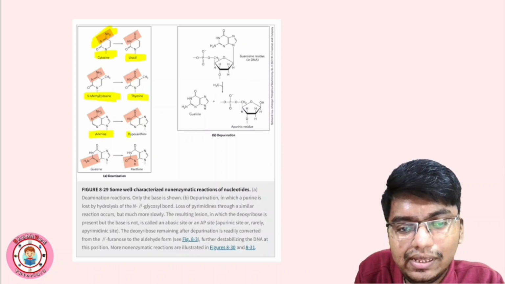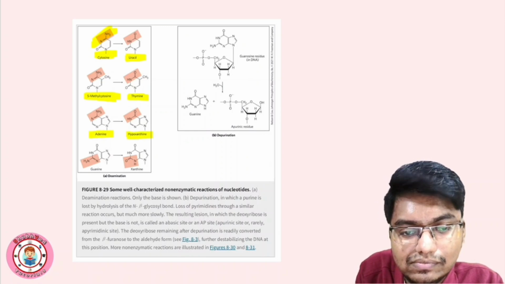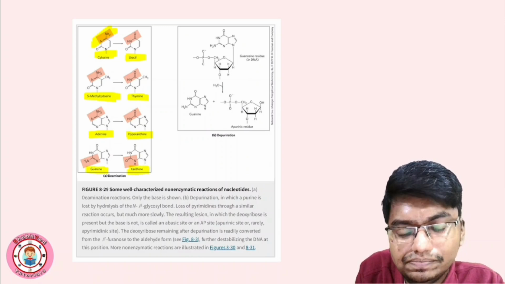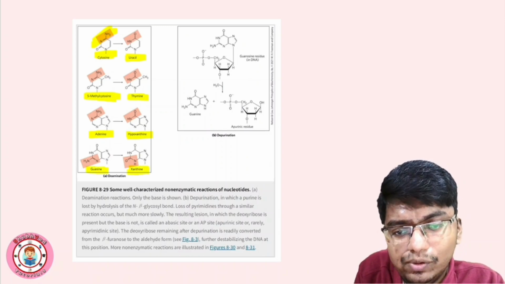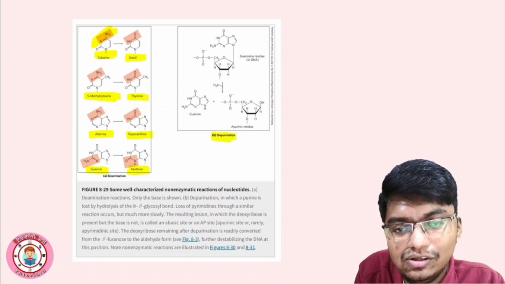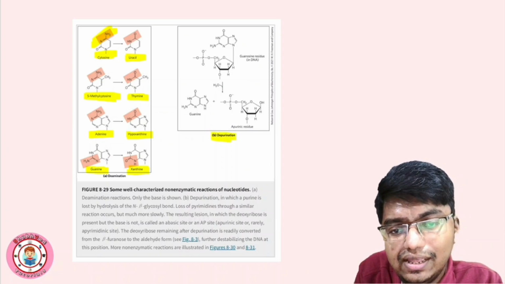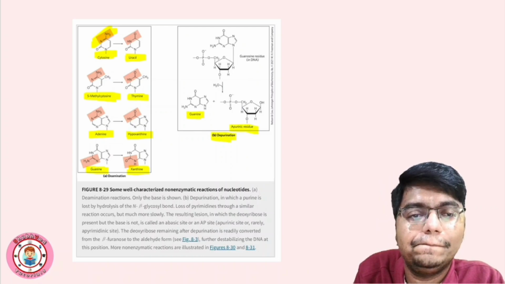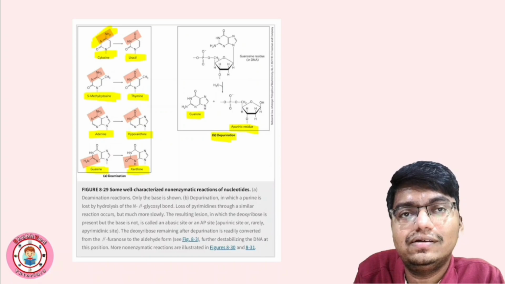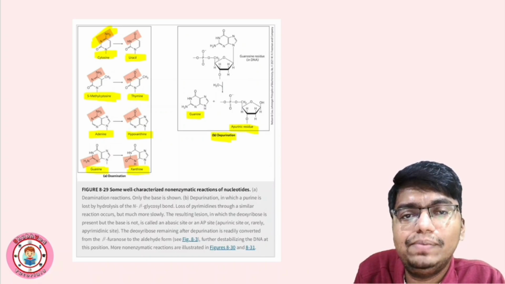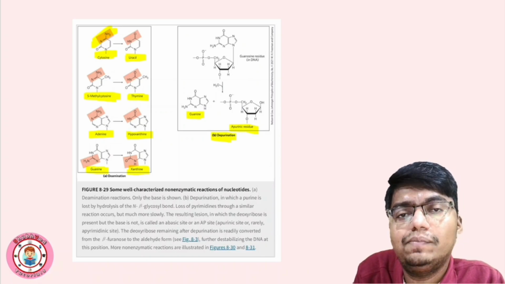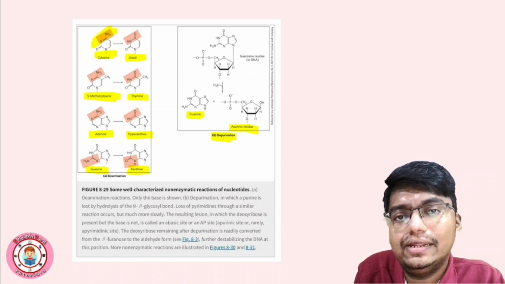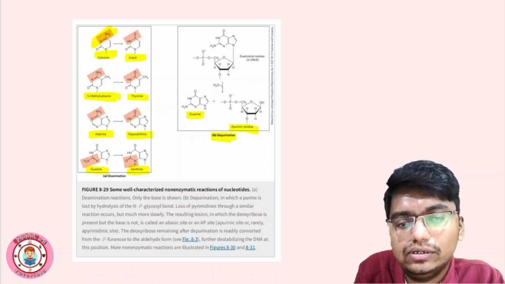Adenine deamination gives hypoxanthine. Guanine deamination gives xanthine. Depurination is where the purine ring structure is getting separated, giving an apurinic residue. We have seen this in a repair pathway, AP site formation. Apurinic or apyrimidinic site formation takes place when the purine or pyrimidine, that is the nitrogenous base, is removed.